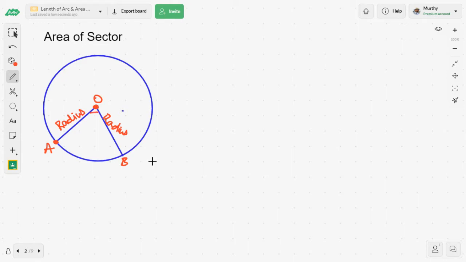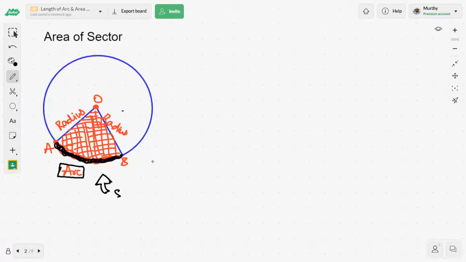the area enclosed between these two radii, radii is the plural form of radius. So the area enclosed between these two radii and this arc, I hope you know what is arc. If you take the total length of the boundary line, that is circumference. But if you are taking a part of the circumference, we call this one as arc. Therefore, again, I am repeating, the area enclosed between two radii and the arc is known as sector. So this one represents the sector.